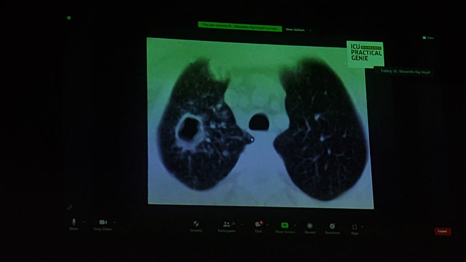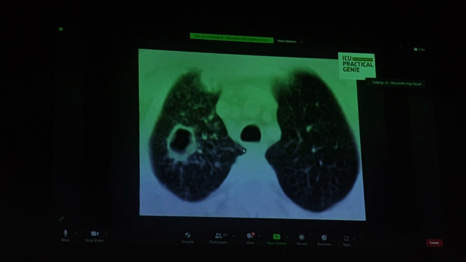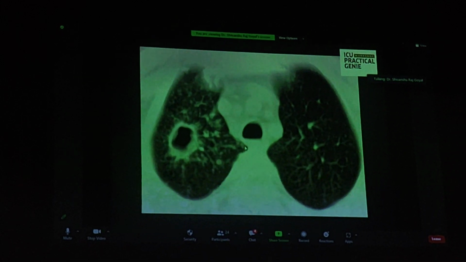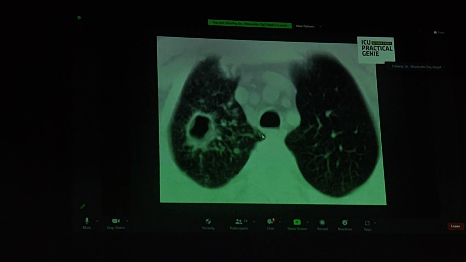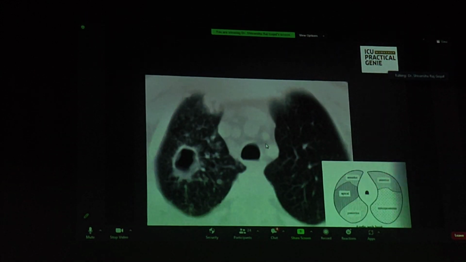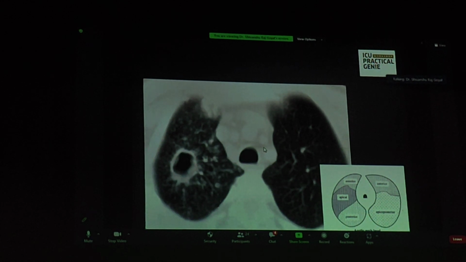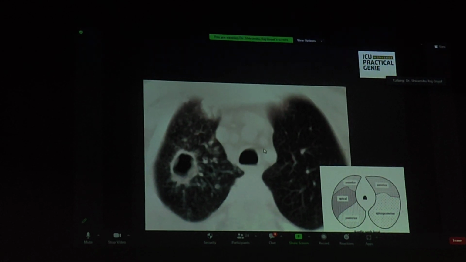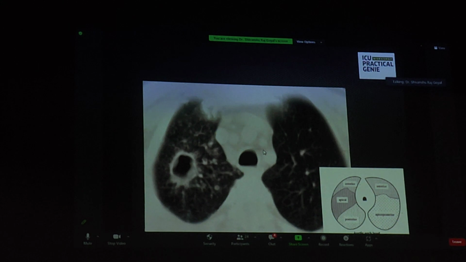This opacity is very easy. It is taken at the highest level of the parenchyma. Opacity right in the center. There is a large cavity right in the center of the right lung. So at the aortic arch level, opacity in the center means it is the apical segment of the right upper lobe.